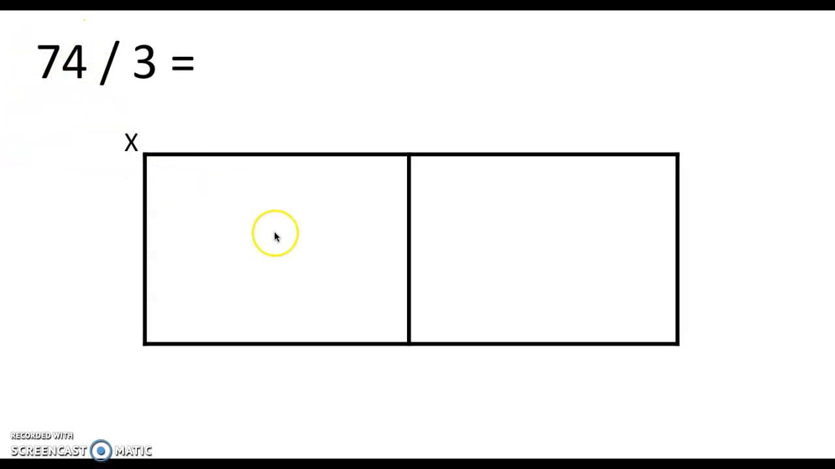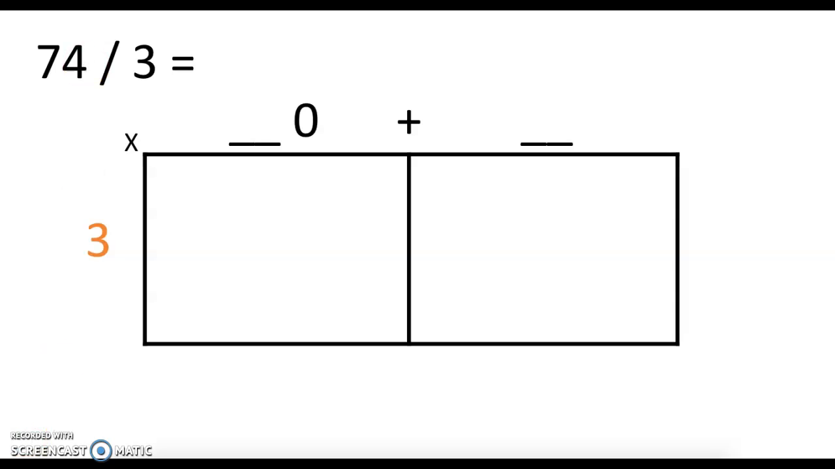We have a 2-digit number, so we have 2 boxes. However, this time it's going to look a tiny bit different. At the top, I'm going to set up my place values by getting my tens place and my ones place ready. My 3 will still go on the side.